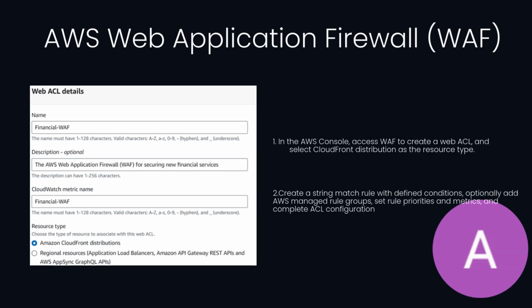Secondly, we choose CloudFront distribution as the resource type. Third, we set up rules for traffic filtering such as IP addresses and add AWS managed rule groups for common vulnerabilities. Lastly, we assign priorities and configure the metrics that then finalize the setup. WAF acts as a proactive layer, ensuring that harmful traffic is blocked before it can impact your application.